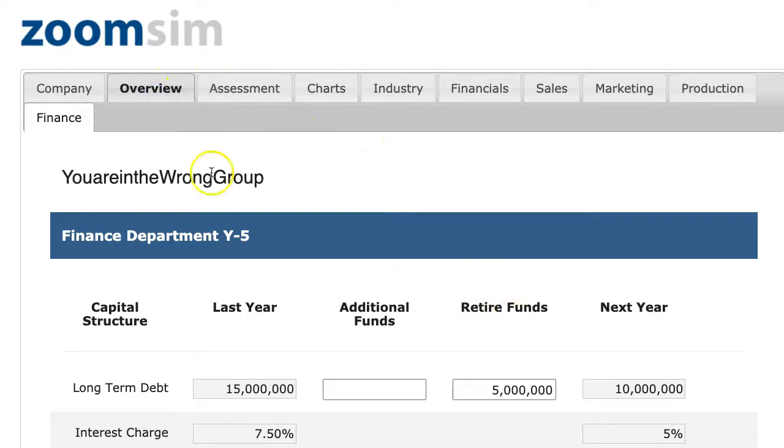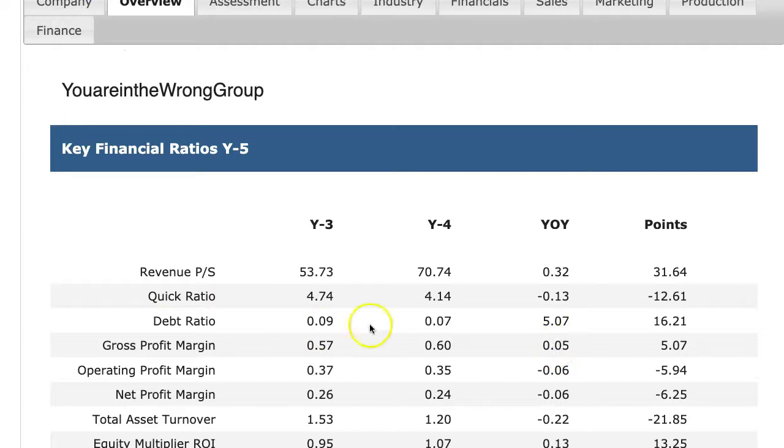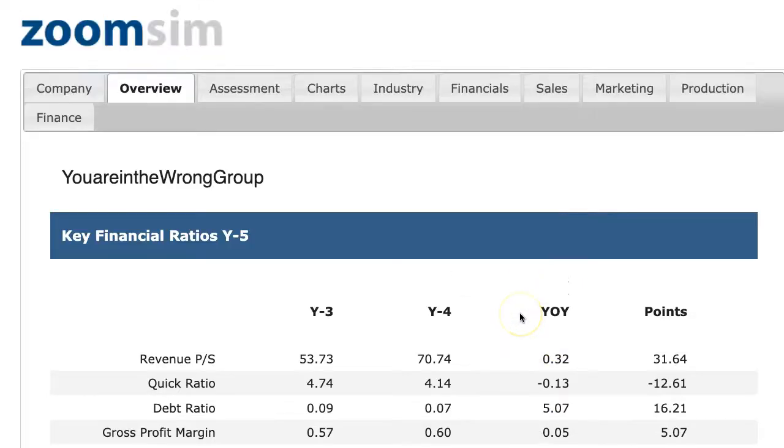in your overview, you'll see that your quick ratio and debt ratio will begin to improve. So I've just made those investments now. Let's see if they improve next round.